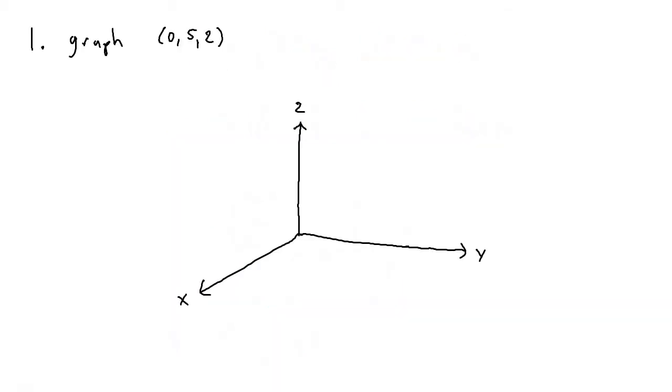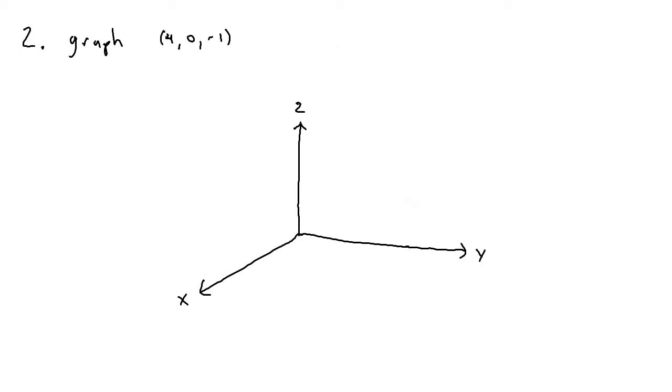So for number 1, let's start by graphing 0, 5, 2. Now remember, all coordinates in the three-dimensional coordinate system are going to be in the form x, y, z. So our first one, 0, is the x-coordinate. We start from the origin right here, and we move 0 in the x direction, since the x value is 0. Now the y value is 5, so we're going to move a positive 5 in the y direction. So right here. And then the z value is 2, so we're going to move up 2 in the z direction. So the point is going to look something like this, right here at 0, 5, 2.